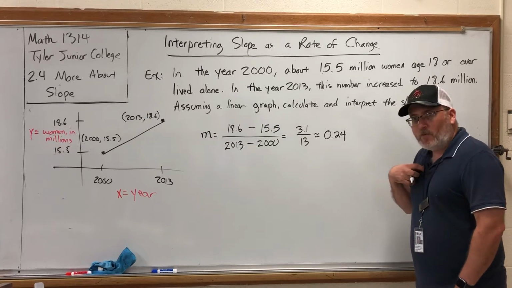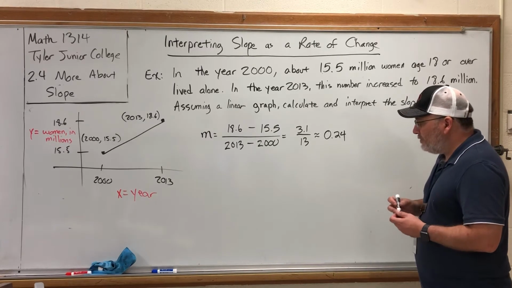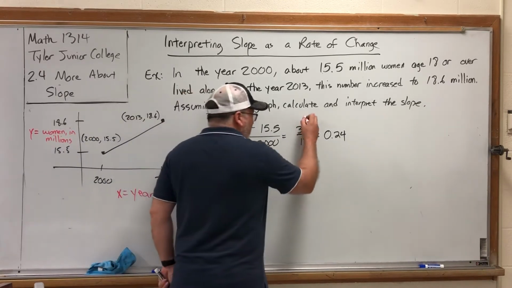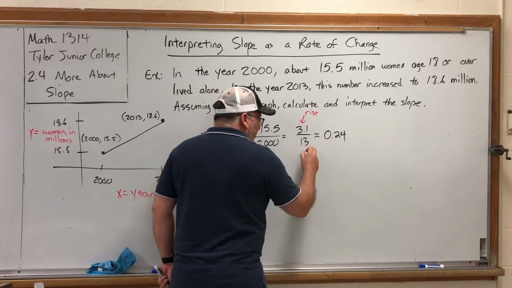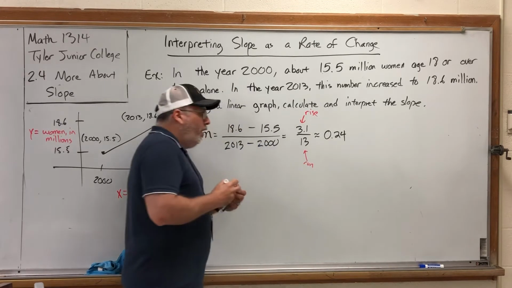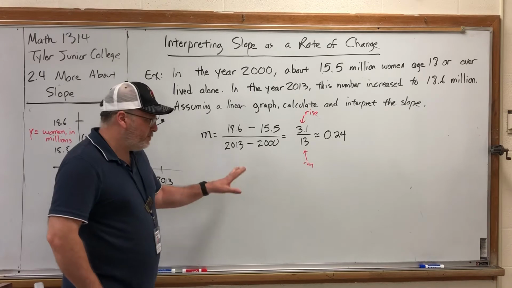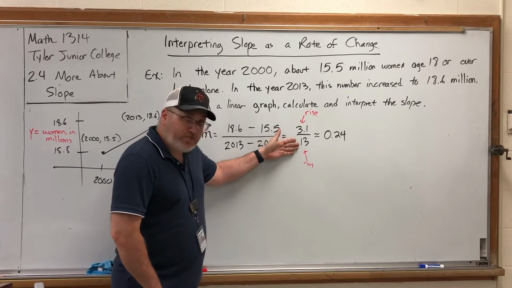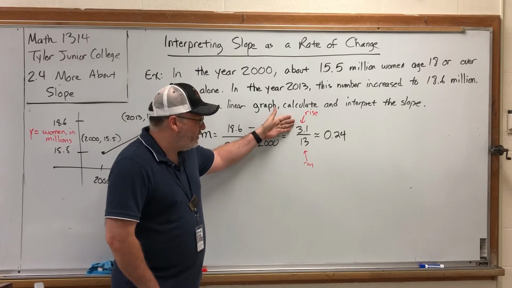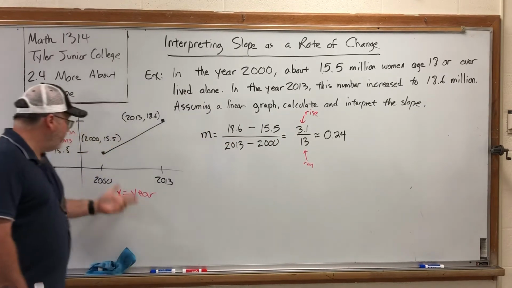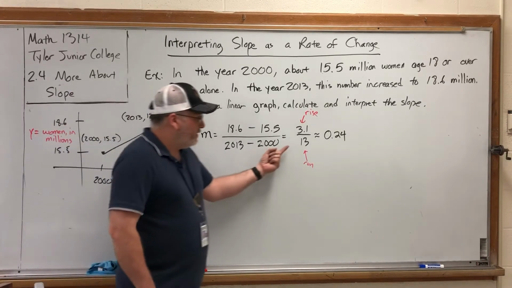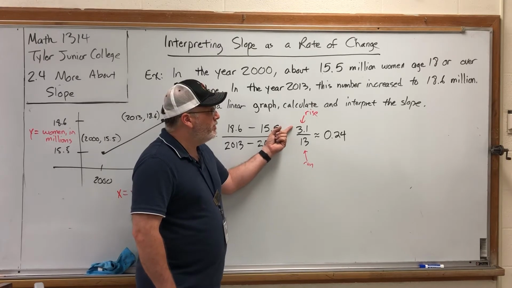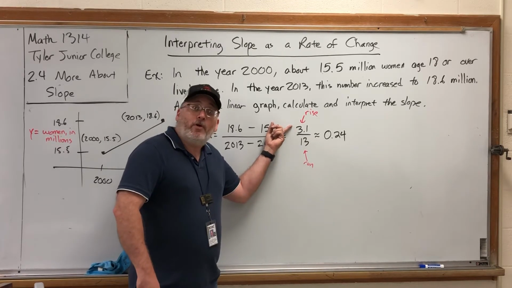But 0.24 what? Well, think about the genesis of slope. The top number of a slope represents a rise, and the bottom number represents the run. So what this fraction means before we divided it was, if the x increases by 13, we predict the y to increase by 3.1. Or, using what they're measuring, if 13 years elapse, we expect the number of millions of women who live alone to increase by 3.1 million.